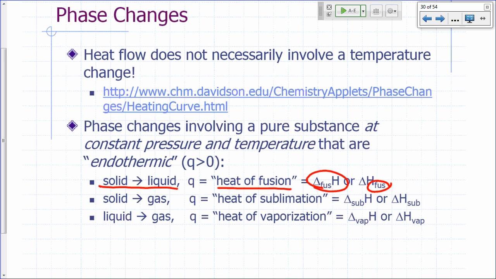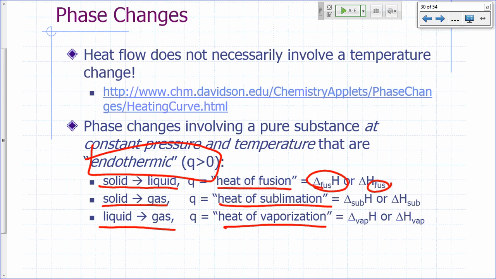The amount of heat you need to change a solid to a gas, if a solid happens to just change to a gas directly without melting, without turning into a liquid, that process is called the heat of sublimation. And to change a liquid to a gas, the amount of heat you need for that is called the heat of vaporization. These are all endothermic processes. They require heat, okay? So Q for these are positive.